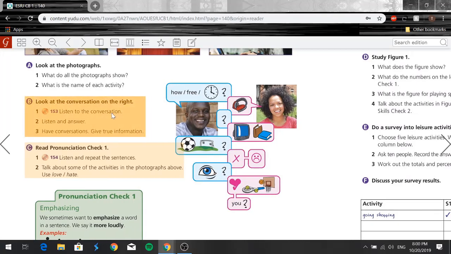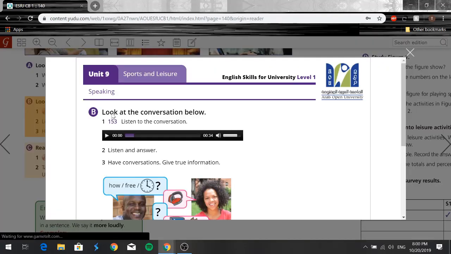Look at the conversation on the right. Alright, so we're actually going to listen to this conversation here. So listen to the conversation first and try to understand the sense of how these two people are talking, because I want you guys, if you're in class, to have conversations of your own. So let's listen first. Here we go.